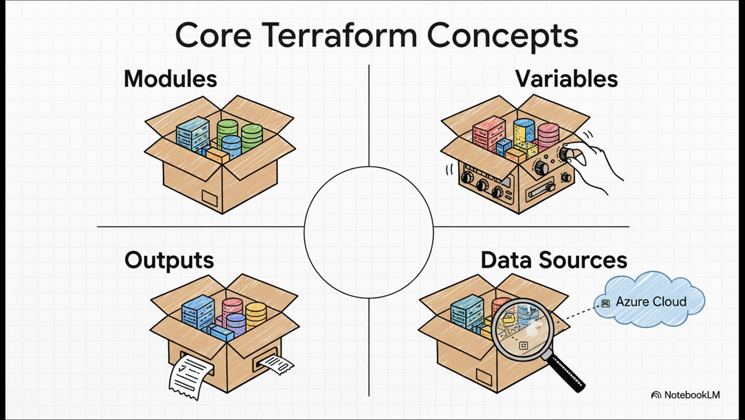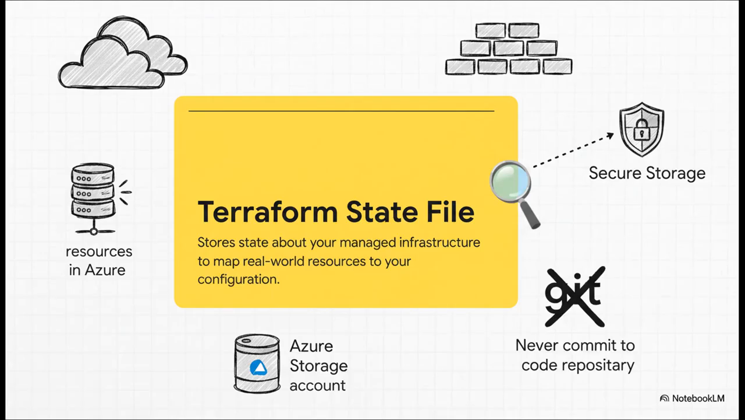Think of modules like prefabricated Lego kits, a whole set of pieces that go together. Variables are the customizable parts of those kits, like picking the color or size. Outputs are the results we get back after we build a section, like its final dimensions, so we can connect the next piece properly. And data sources, they let our blueprint look at what's already built on the site in Azure before it starts.